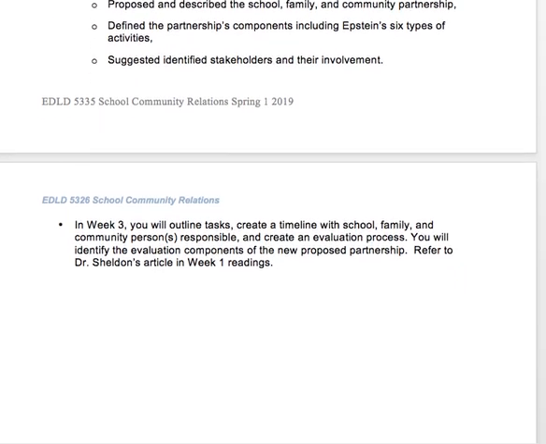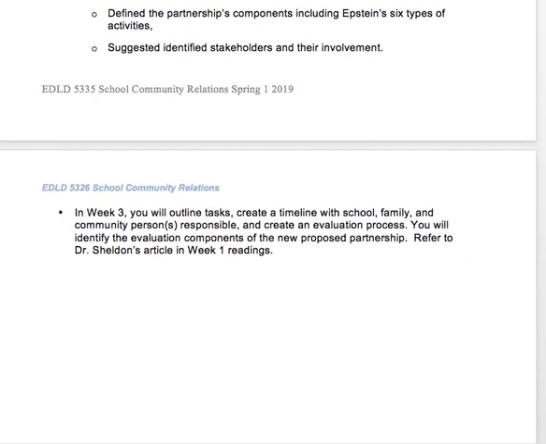So in week three, you're going to begin to think about your new plan. You're going to outline your task. You're going to create a timeline listing who's responsible, and you're going to identify evaluation components. And you're going to be looking at Dr. Sheldon's article in your week one readings.